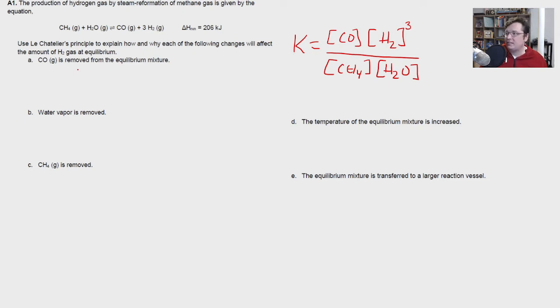So one thing, CO gas is removed from the equilibrium mixture. If we remove CO gas, if we're taking that out, then that means our numerator is now going to be smaller than what it previously was. And so now the Q value is going to be below the K. If Q is below K, then product formation is favored, because you have to generate more product, remove more of the denominator, so remove more of the CH4 and H2O to form more of that and reach equilibrium again. And so by taking out the CO gas, you're going to start forming more and more product.